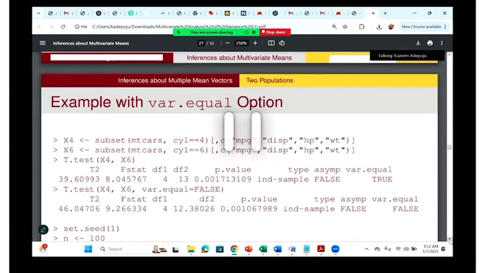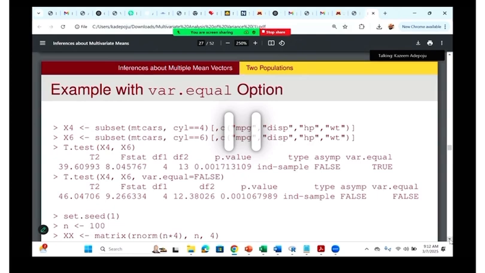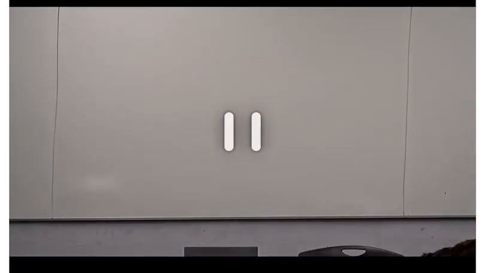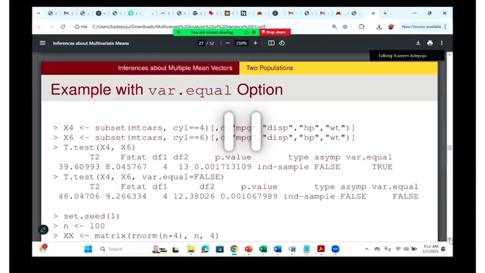So this is a real life example. Take a look at the real life example. Here I have MPG, DISP, HP, WT. I'm comparing that for two types of group. What distinguishes the groups is cylinder 4 and cylinder 6. Cylinder 4 and cylinder 6. And variance equal means equality of covariance.